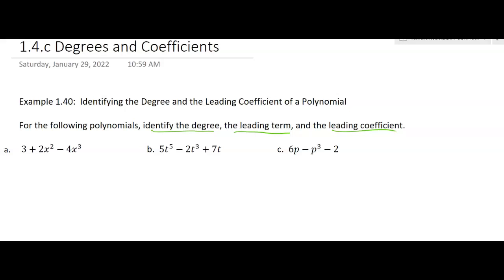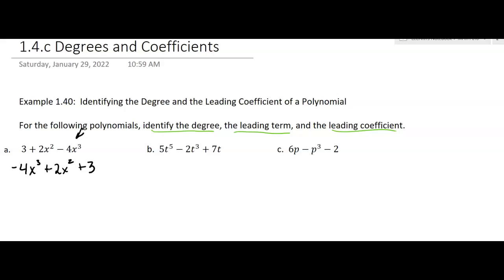So on my first one, A, I'm looking for the highest degree. So I'm going to rewrite this polynomial as negative 4x cubed plus 2x squared plus 3. I've just rearranged it from highest exponent to lowest exponent. My constant 3 is always going to go at the end, and then my exponents should go in descending order. So I have an x cubed, then the x squared, I have an x term, but that's okay. And then I have the 3. Trust me, I'm putting it in standard form.